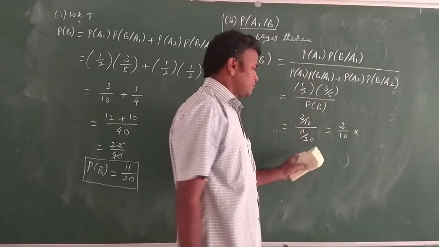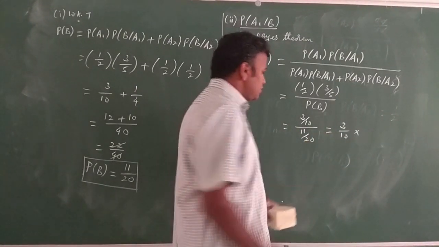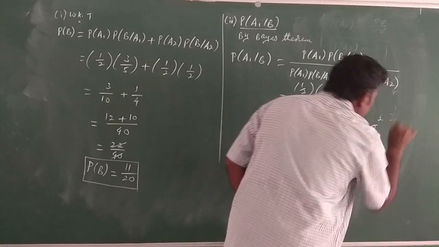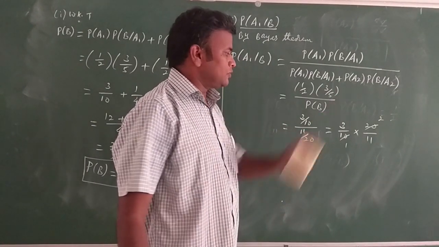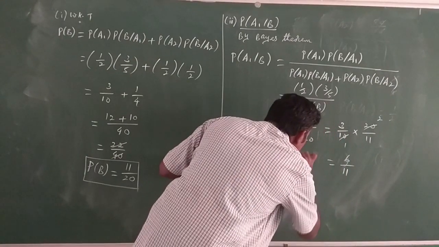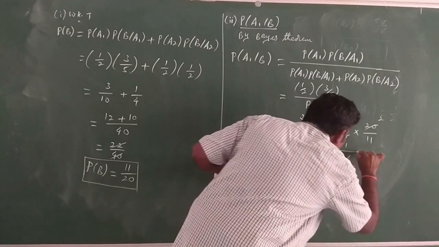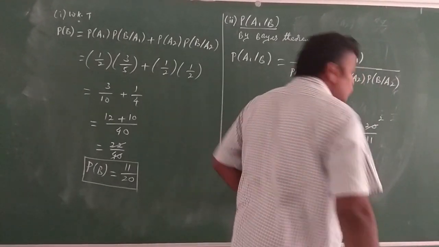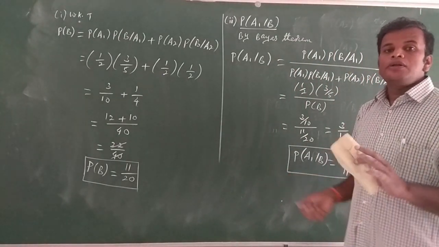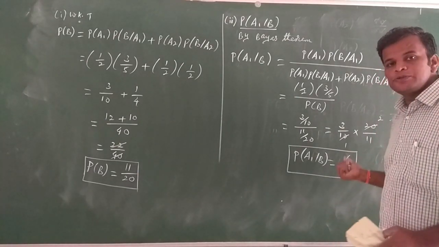So 3 by 10, I take the reciprocal. The denominator term goes to the numerator as a reciprocal: 11 by 20 becomes 20 by 11. 1 time, 2 times, 3 times 2 is 6. So 6 by 11. So that is the value of P of A1 by B. So the total probability of the event P of B is 11 by 20, and if the ball is black, the probability that it is from pan 1 is 6 by 11.